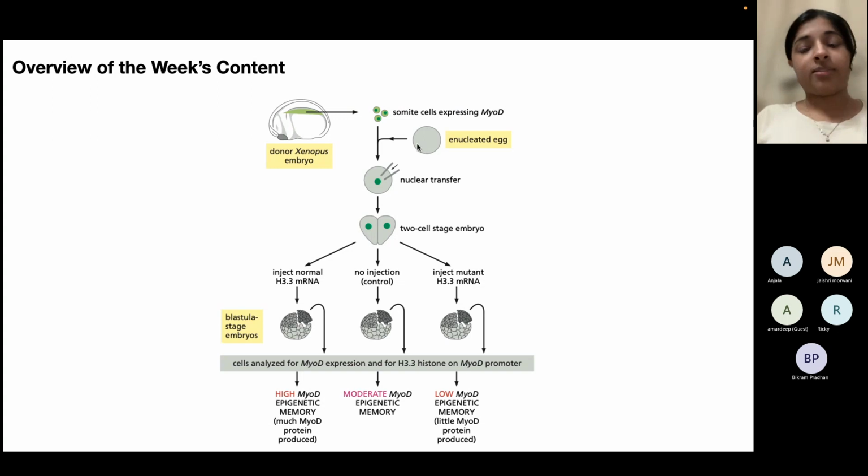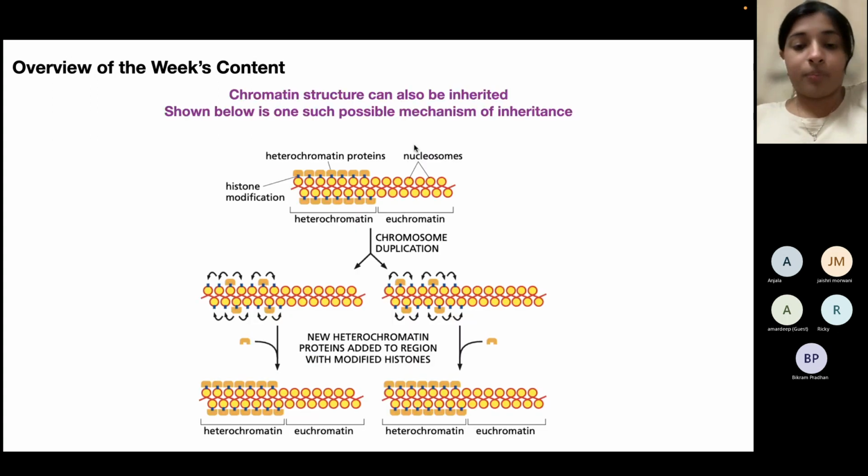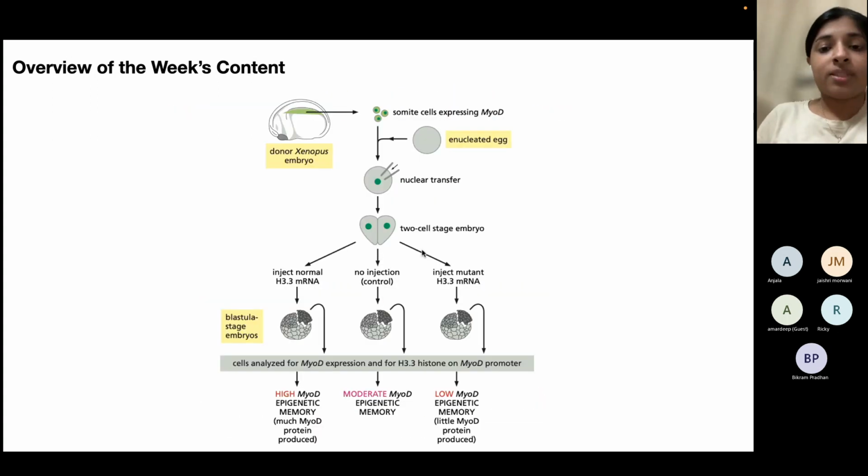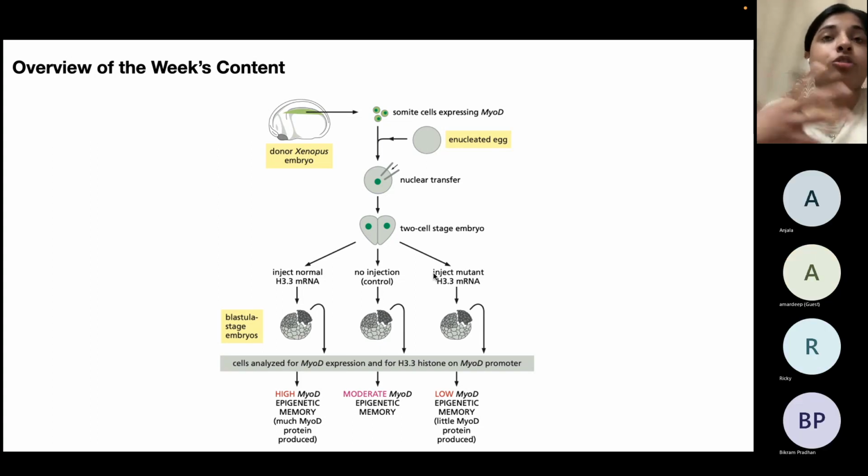So again, this was performed in the Xenopus embryo, and is one of the first higher organisms that were to be studied to also have this trait of transferring epigenetic modification, transferring heterochromatin chromatin structure to its progeny.